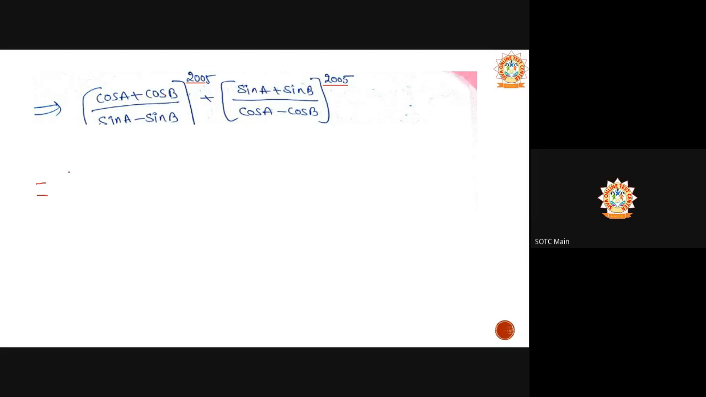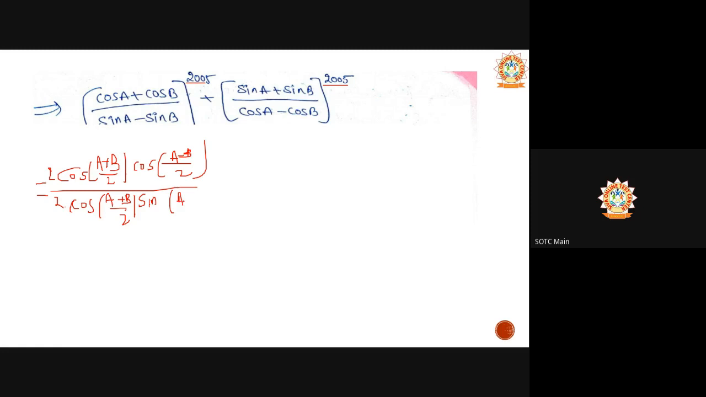So cos A plus cos B, what will become? 2 cos of (A plus B) by 2 into cos of (A minus B) by 2. Yes, very good. 2 is there. So in both sides, it will come 2. So 2 sin C minus sin D, it will become 2 cos of (A plus B) by 2 sin of (A minus B) by 2. Plus, sin C plus sin D, 2 sin of (C plus D) by 2, that is (A plus B) by 2, into cos of (A minus B) by 2. Very good.